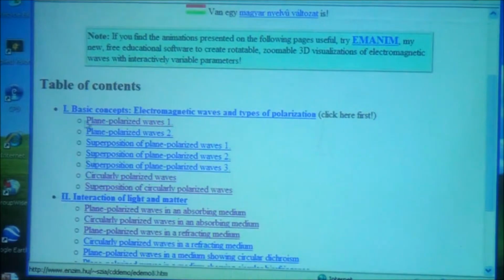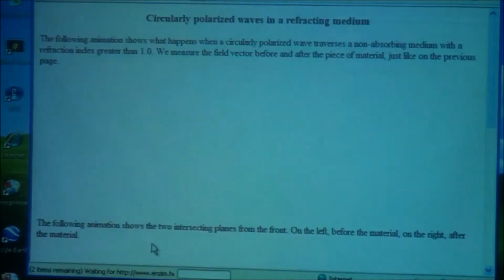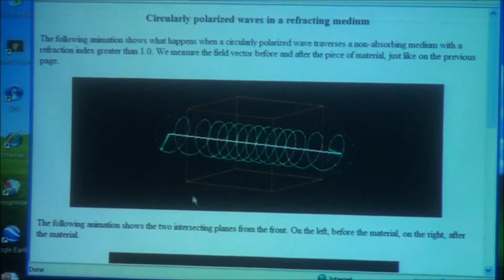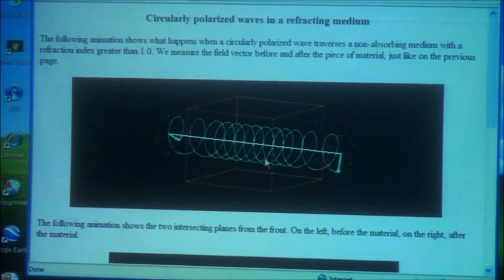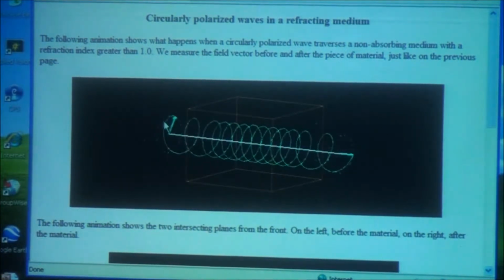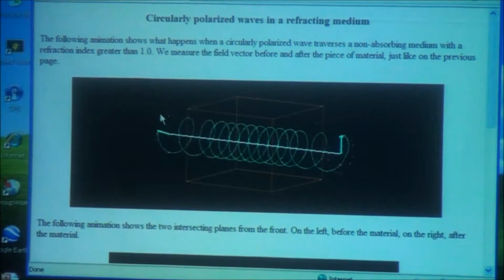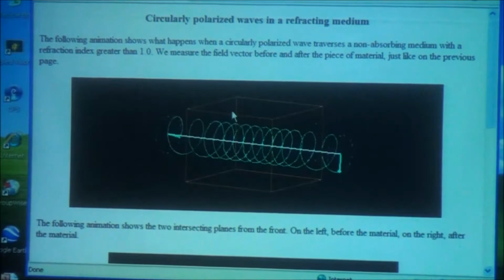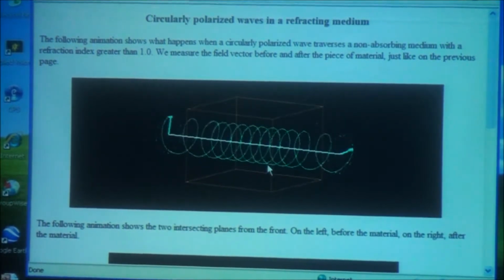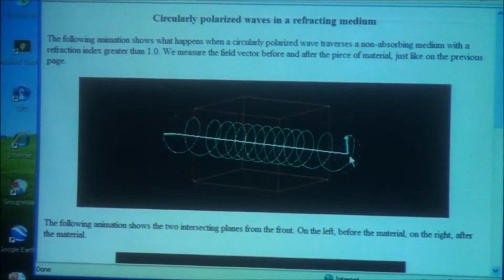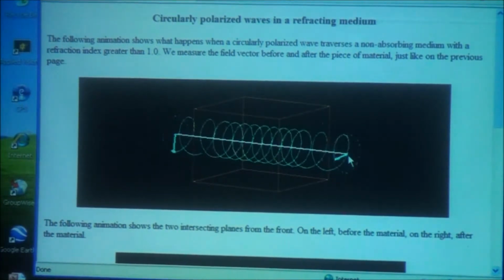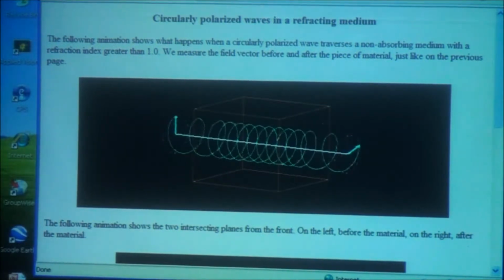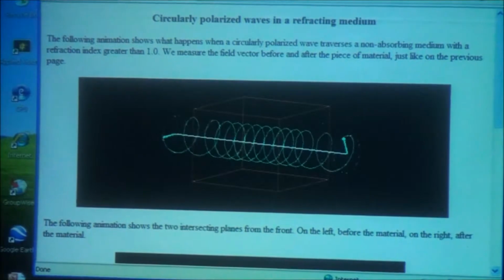Let's see, there was another one here we had. In a refracting medium, this is kind of interesting too. If you look here, you'll notice the light waves are very compressed. Over here on this side, the corkscrew, or the spring, if you will, is more stretched out. In the matter, which is represented by the little box, it's more compressed. And then when it comes out again, it stretches out again. And so those are a couple of the properties of matter and light interacting. Let me go back to the light for a second.